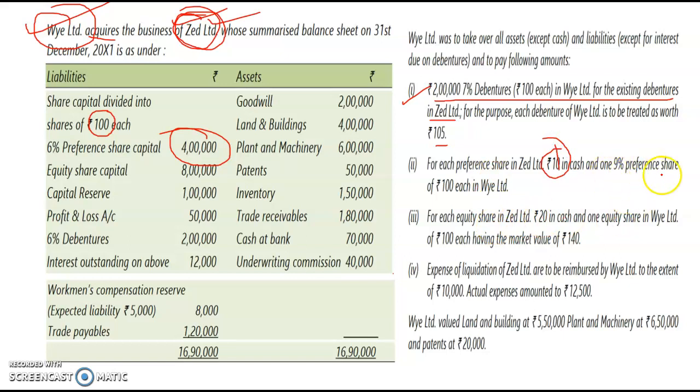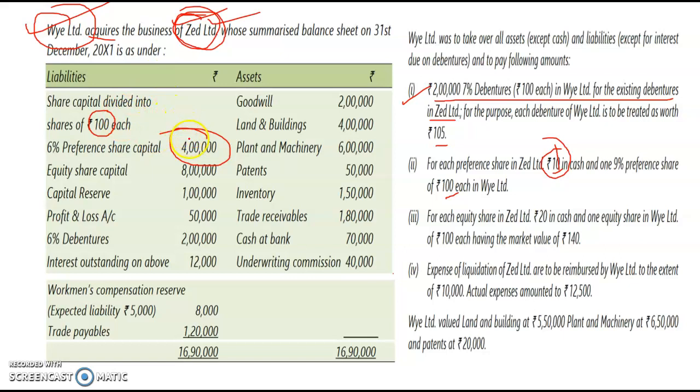Then 9% preference share of 100 each. That means 4,000 into 100, we get 4 lakh. So for a preference shareholder, one part is paid in cash and one part is paid in preference shares only, but the rate is different. So as a purchase consideration, the first part was in cash and the second part was in preference shares only. And how did we get the 4,000? By simply dividing 4 lakh by 100, right?